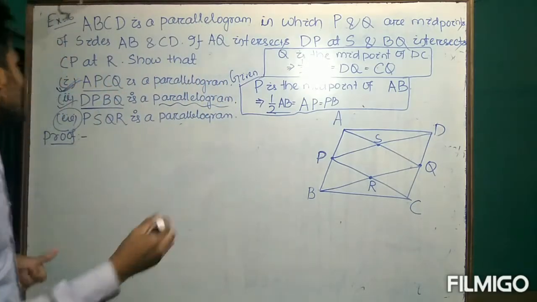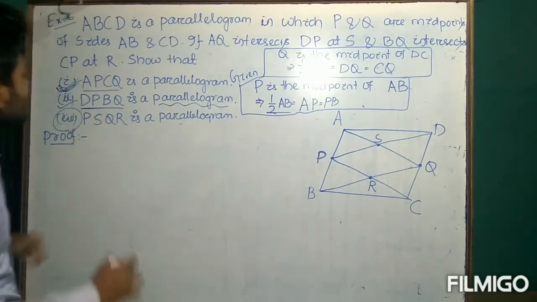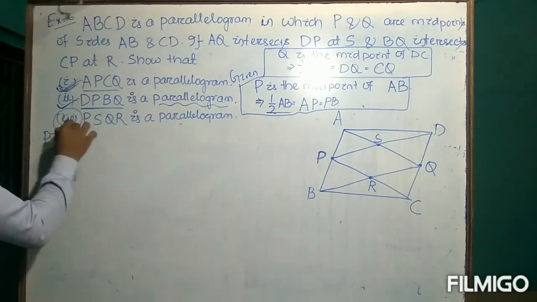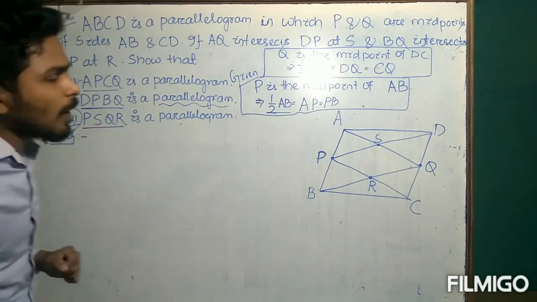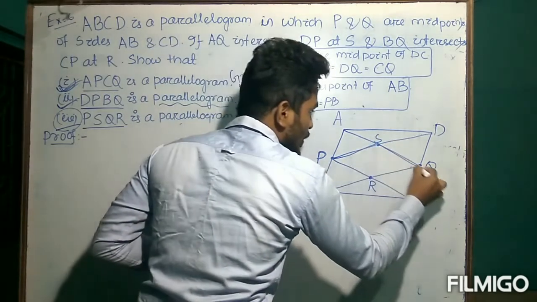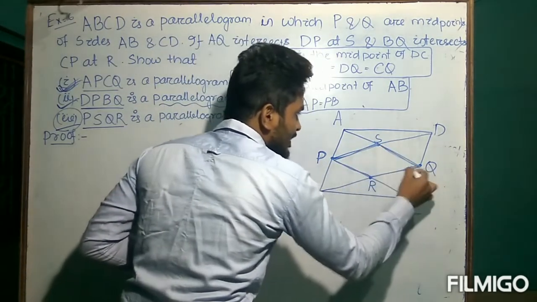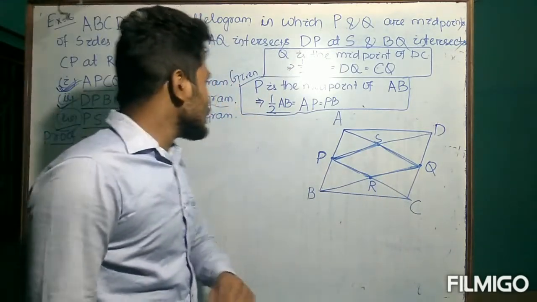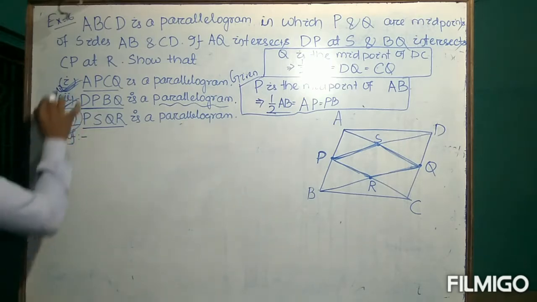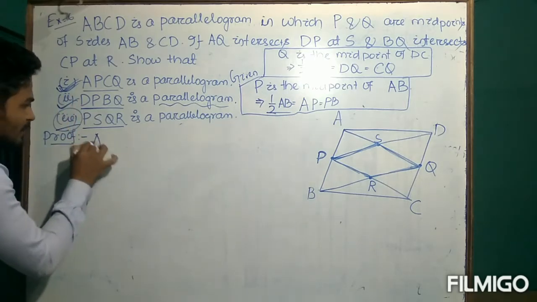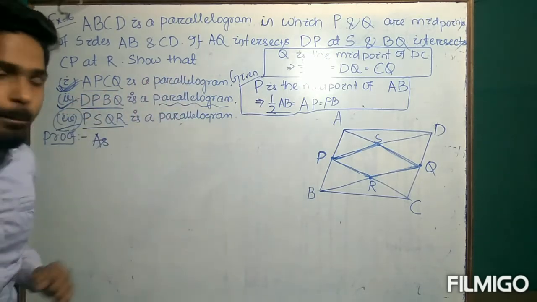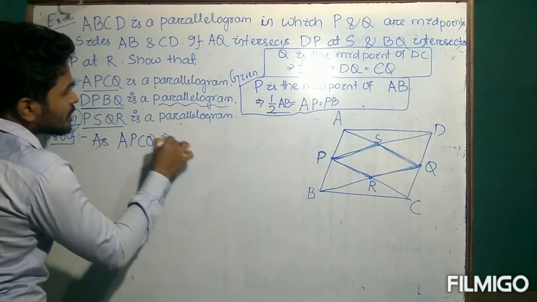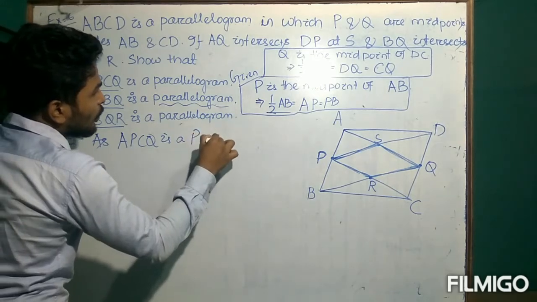So we have proved the first statement, APCQ is a parallelogram. The second statement, DPBQ is a parallelogram. Now it's our turn to prove the third statement, that is PSQR. This quadrilateral PSQR is also a parallelogram. Okay, so let us prove. Initially from statement 1, as we proved that APCQ is a parallelogram, write it down first. As APCQ is a parallelogram.